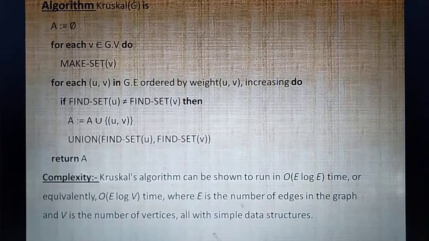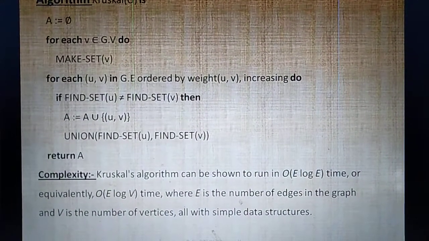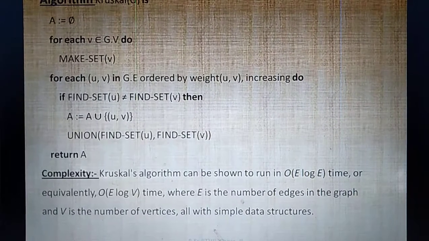So these are the different concepts related to Prim's and Kruskal's algorithm.